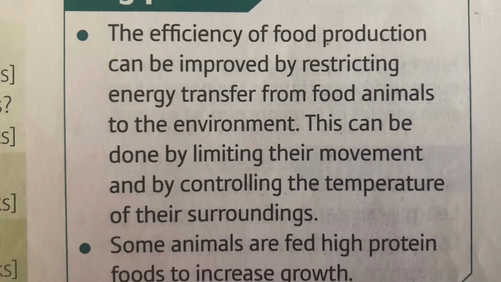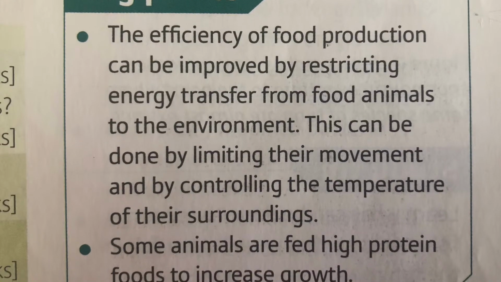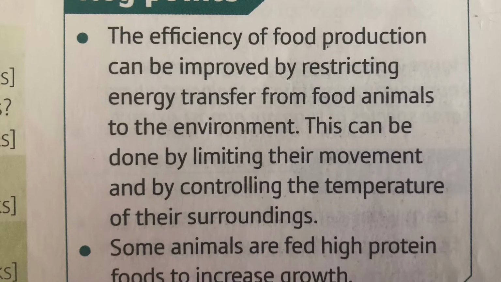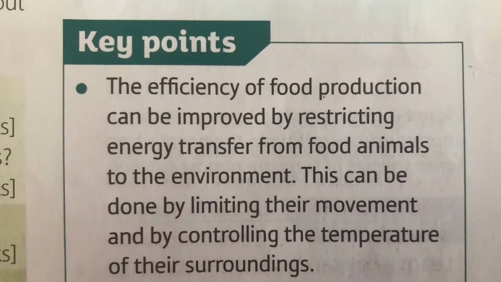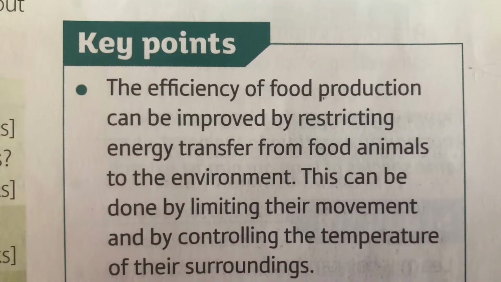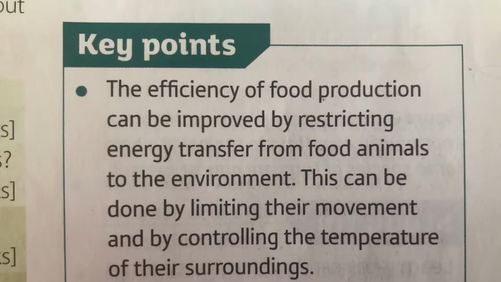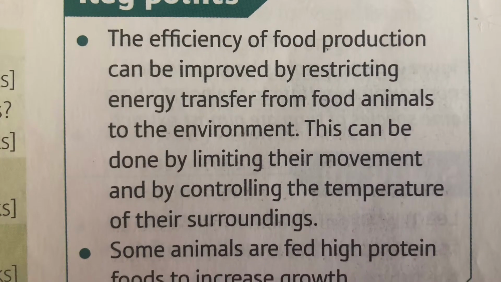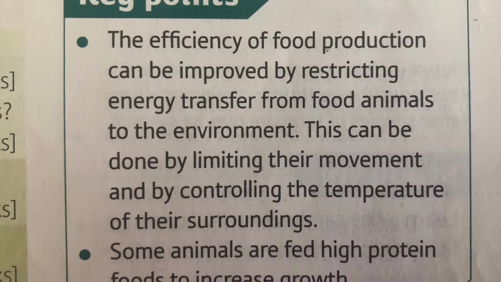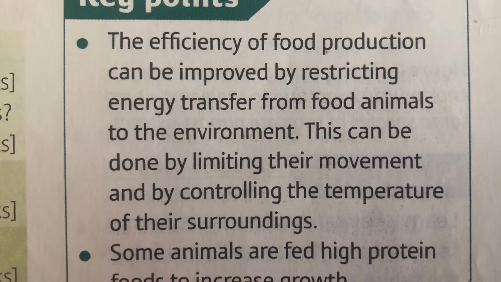So to summarise the key points of this lesson, we're saying that the efficiency of food production can be improved by restricting energy transfer from food animals to the environment. This can be done by limiting their movement and by controlling the temperature of their surroundings. Some animals are also fed high-protein foods to increase the rate of growth. However, if the demand wasn't there and the humans just ate that food instead, then food chains would be more efficient. We wouldn't need industrial farming, and there'd be enough food for everyone.